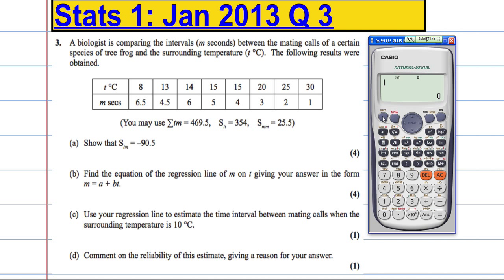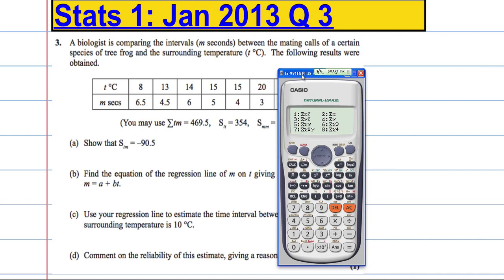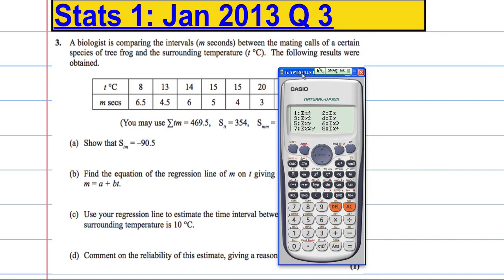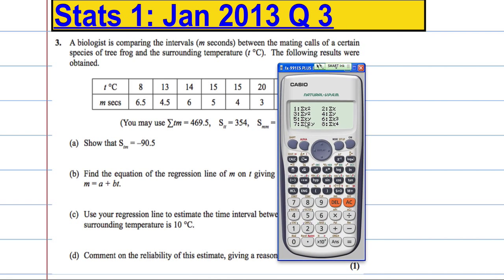Now I'm going to pull out some statistics. So shift stat. I want the sums. So what I'd like is to get S of Tm, we're going to need the sum of xy, or sum of Tm. So I'm going to need option 5. Let's just check and make sure that that's 469.5. So let's see, 469.5, lovely. So that's telling us that we've entered the values correctly.